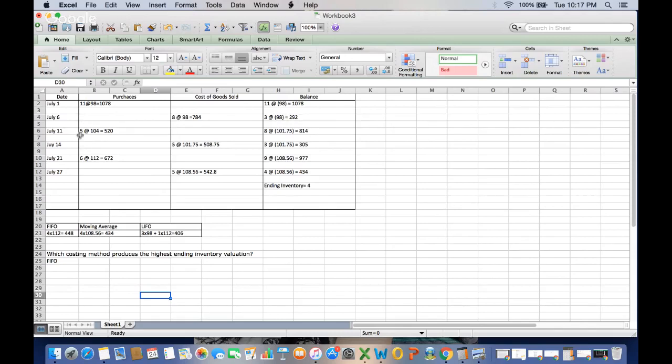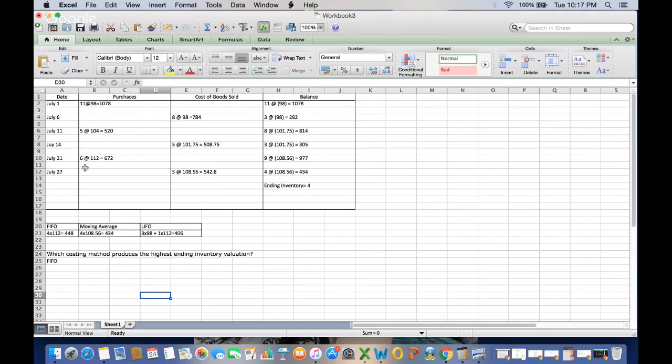Then on the 11th, we purchased 5 more items, but this time at a cost of $104. So our average is going to change. We add those 5 units to the 3 here, and we also add that 520 to the 292 to give us the 814. And then we divide the 814 by the 8 to give us the new average cost for the 11th. And then on the 14th, we sold 5 units, and we use that cost, and then it brings us back down to 3. But notice our average is still the same on the 14th.